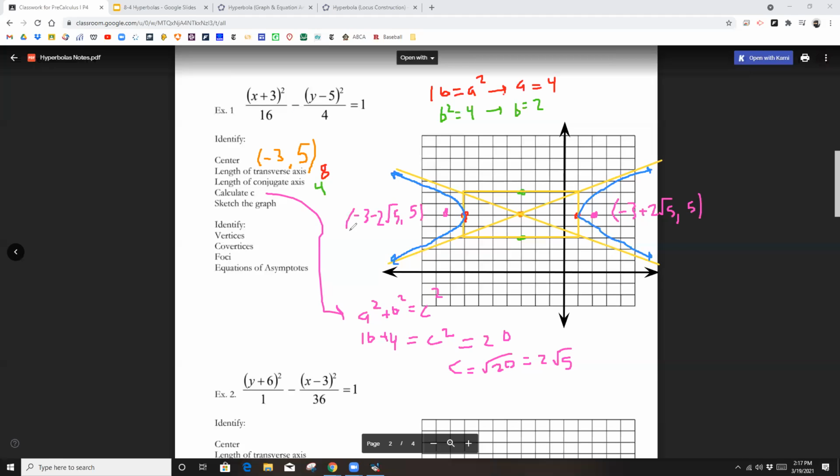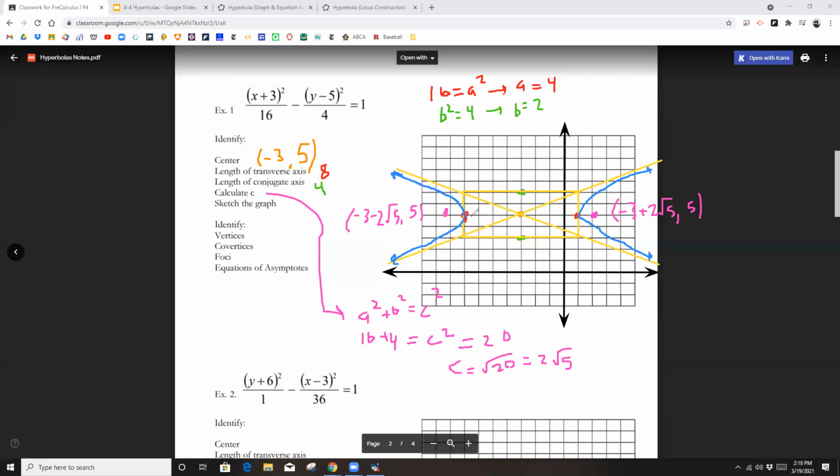So those are our 2 foci. All right, and it's just adding and subtracting C to the center in the direction that it opens. So there's that. So identify the vertices. So we already did that. We just have to write the points.